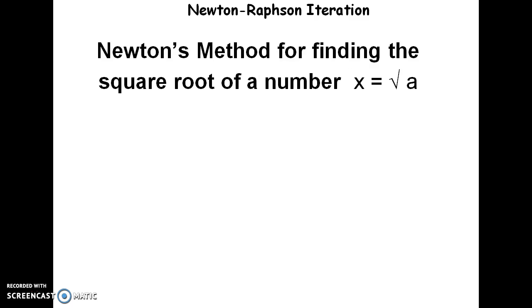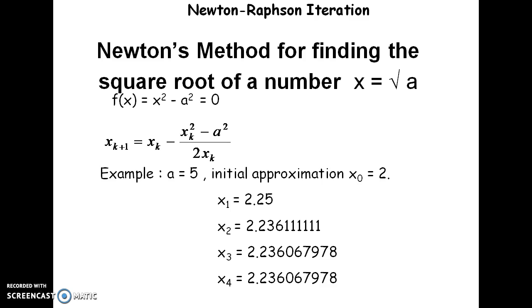Last of all, the Newton-Raphson method is a suitable method for finding the square root of any number. Suppose x equals root a, and you construct the equation f(x) = x squared minus a. Now using the formula, xk plus 1 equals xk minus (xk squared minus a) by 2xk, and taking a equal to 5, the root of the above equation is found automatically.